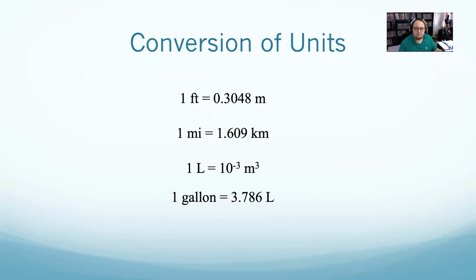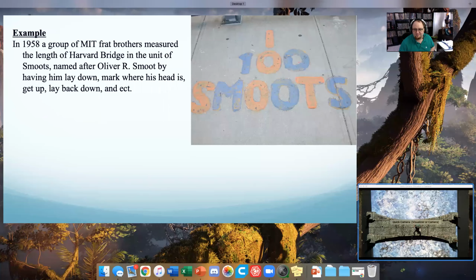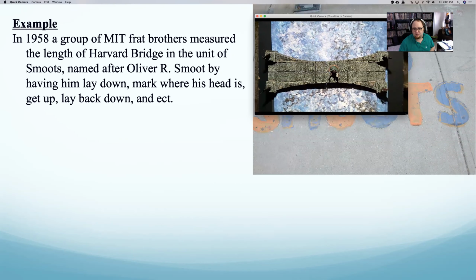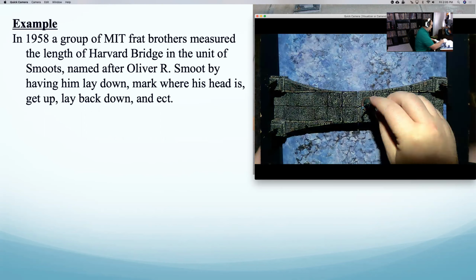Okay, I'm gonna do an example problem. My example problem is about a real thing that happened. There was once a man named Oliver Smoot. Oliver Smoot was at MIT and was pledging a fraternity. And this is back in the day enough that people didn't really enforce hazing.